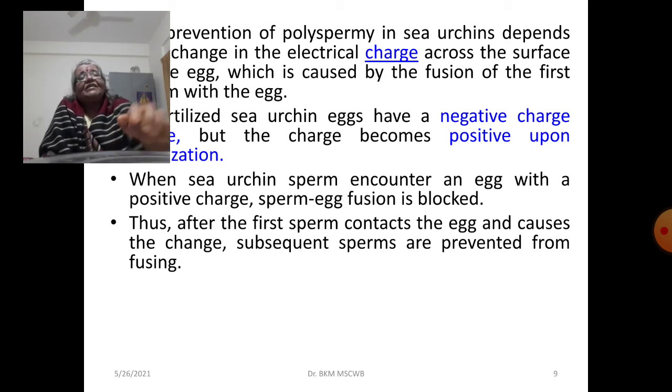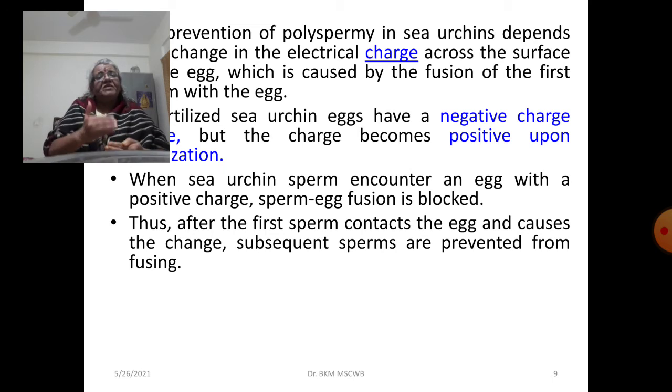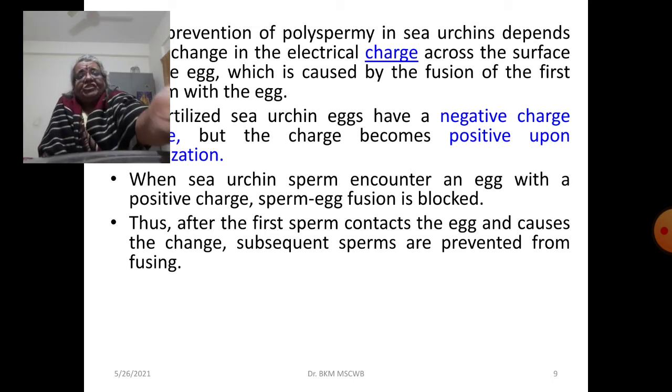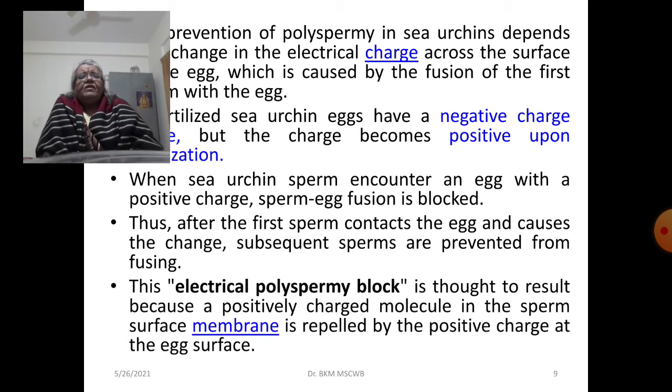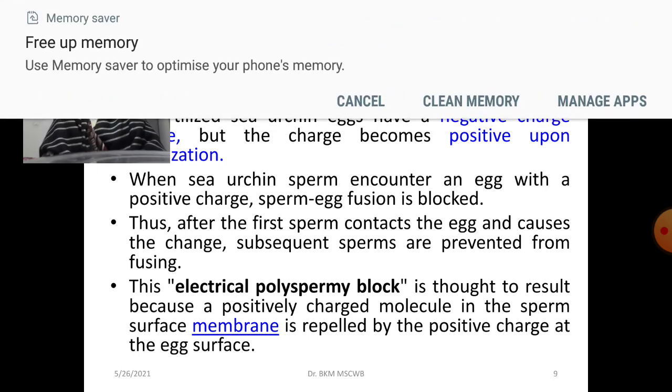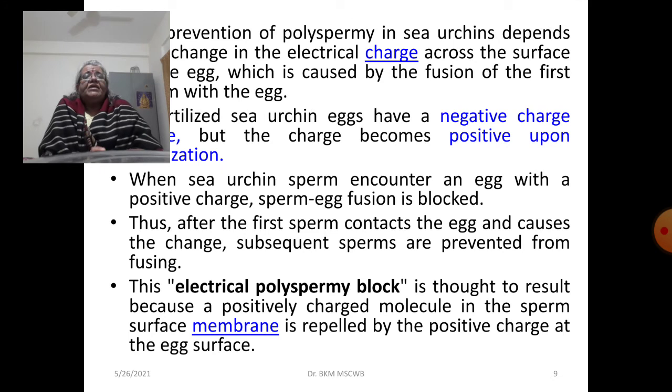This is what exactly happens. Therefore, there is no scope for the second sperm to get into the egg. Alright. So, this electrical polyspermy block is thought to result because of a positively charged molecule in the sperm surface membrane being repelled by the positive charge at the egg surface. Okay.